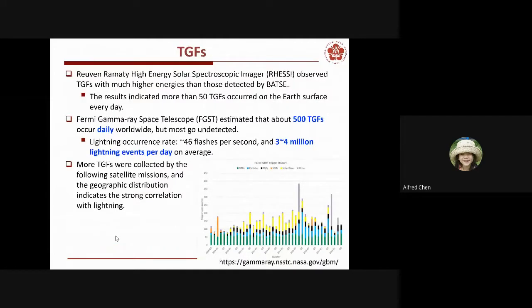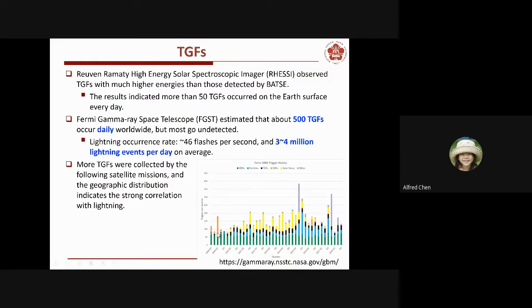Okay, so in these slides, we will see RHESSI also observed the TGFs, but they observed TGFs with much higher energy than those detected by BATSE. And according to observations by RHESSI, they estimate that more than 50 TGFs occur on the Earth's surface every day. And the Fermi Gamma Ray Space Telescope has a more accurate observation. They estimate about 500 TGFs every day globally, but some of them go undetected.